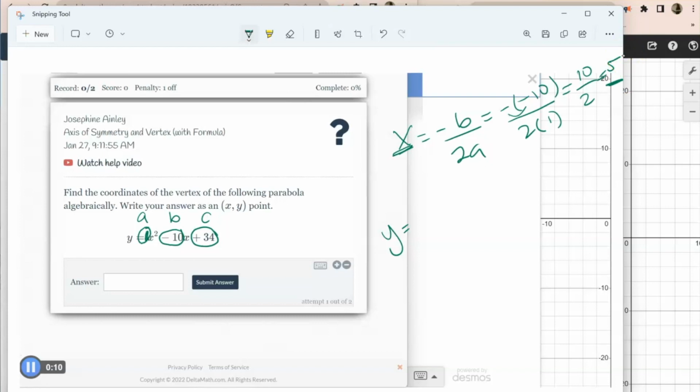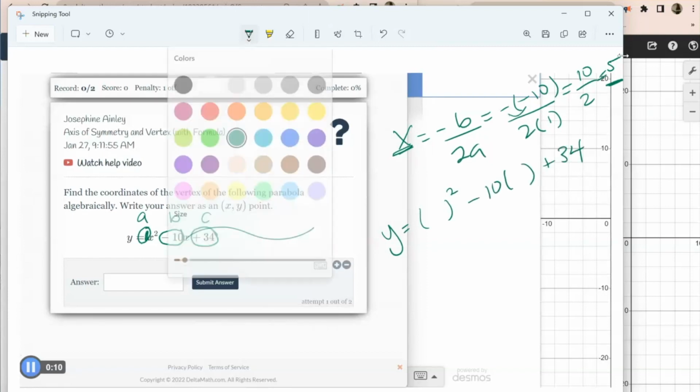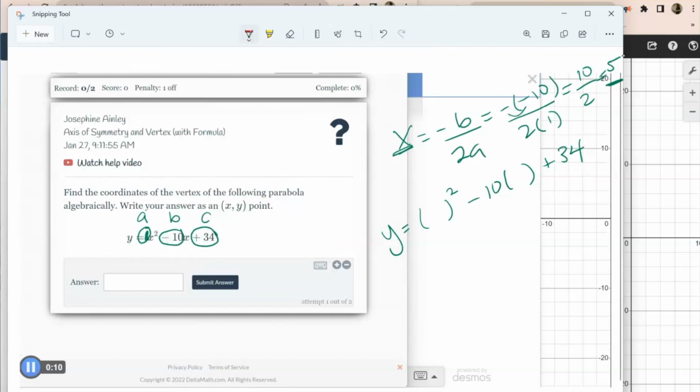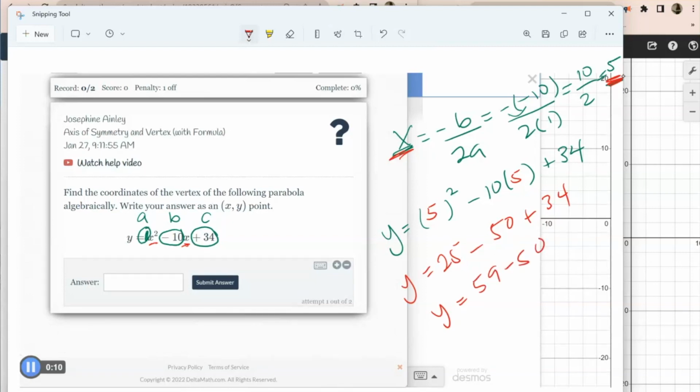Where I see an x, I'm going to put parentheses, and I'm writing everything else out. Then all I do is I substitute the x. For the x's, I put what I just found the x to be, which is 5. Again, you can use a calculator: 25 minus 50 plus 34. So that's going to be 25 plus 34 is 59 minus 50. So y is equal to 9.